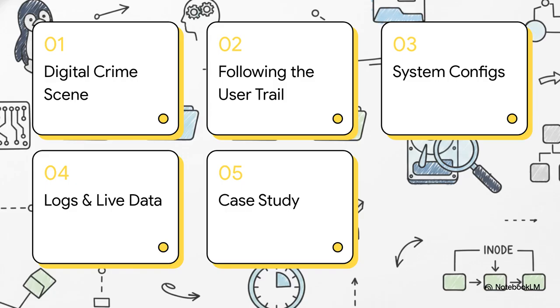All right, here's our game plan. First, we're going to define our crime scene. Then, we'll learn how to read the map of the file system. After that, we'll start following the evidence, from user activity to system configurations, and then we'll check the security logs. We'll wrap it all up with a case study to see it in action.